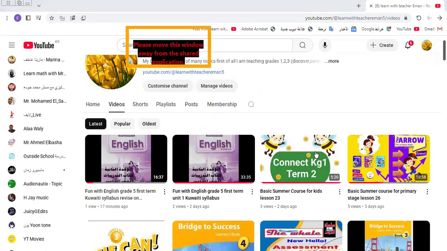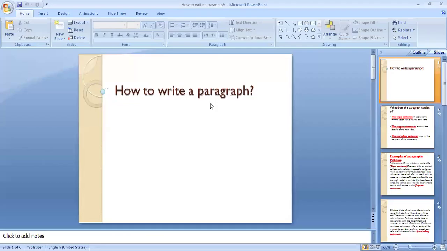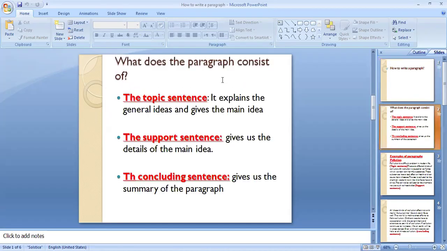Let's go to our lesson today. Before I start our lesson, I would like to say something about writing a paragraph. How to write a paragraph? A paragraph consists of 3 parts: the topic sentence, the support sentence, and the concluding sentence.